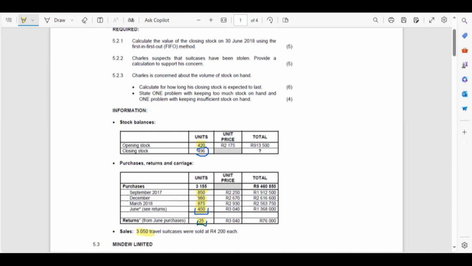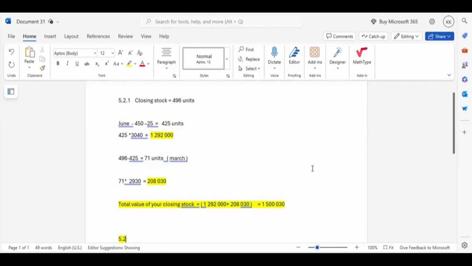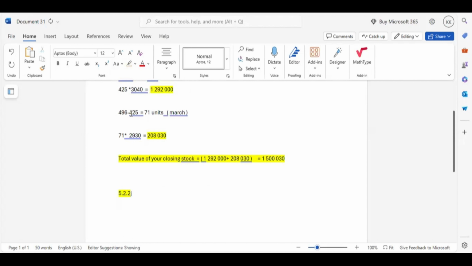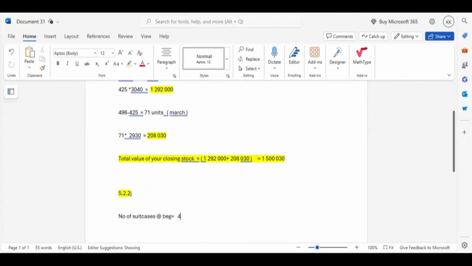So we're gonna say, okay, my number of suitcases at the beginning, right? So now I'm doing 5.2.2. I'm gonna say number of suitcases at the beginning of the year. Now, number of suitcases at the beginning of the year, how many suitcases did we have at the beginning? We had 420 suitcases. So we had 420.